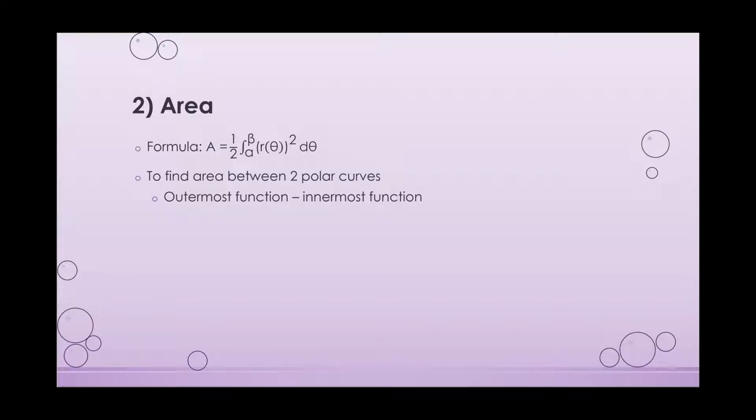And usually to find the area between two polar curves, you want to take the outermost function minus the innermost function.